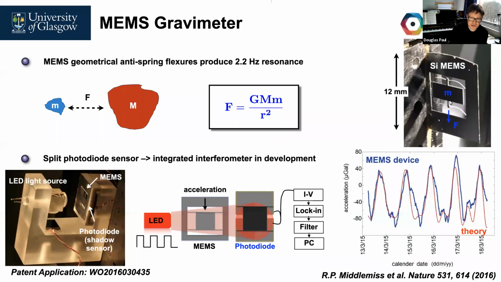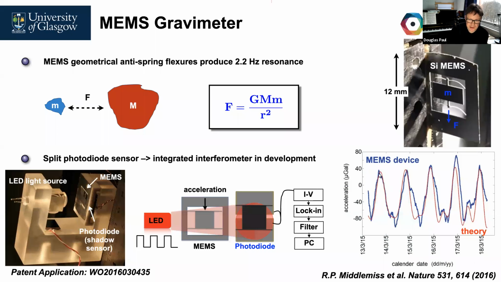Now, this little proof mass is 0.14 of a milligram, because it's made out of silicon. It's only about 12 millimeters in size. It's the same technology in your mobile phone for the accelerometers and the gyroscopes. We then measured the proof mass going up and down, and we managed to measure the gravitational force of the moon going around the Earth.